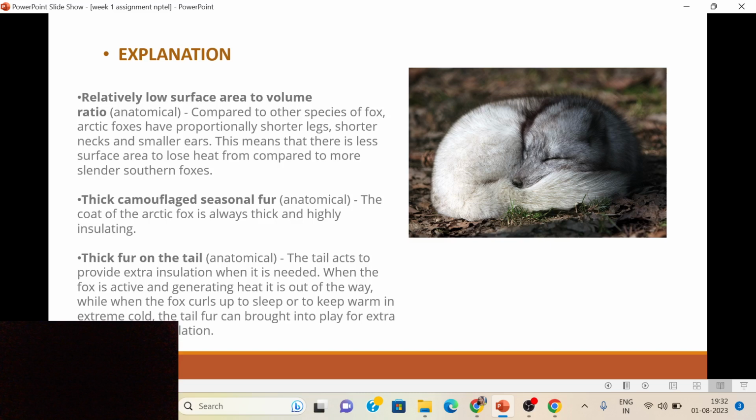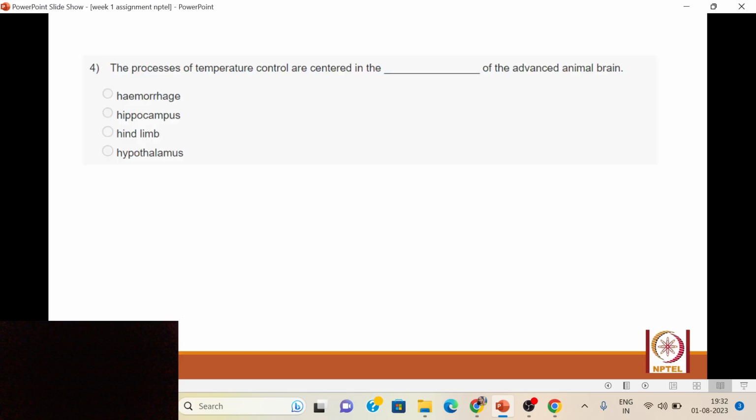And next, third, coming to the point of the question, they have this thick fur on the tail which they curl up when they are feeling cold to generate heat and feel extra warm during the cold conditions. So this wrapping up of the tail acts as an insulation to keep them warm. Okay, it was very simple, I guess. We'll move on to the next question.